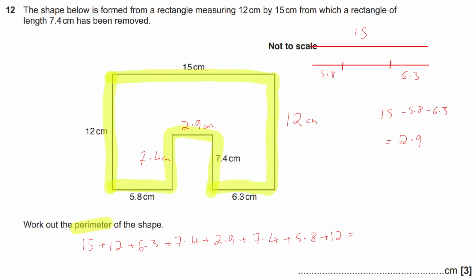You should be getting, hopefully, for question 12, 68.8, which is correct. Good. 68.8 cm. And let's just put it down here. 68.8, and there we go. That is it.